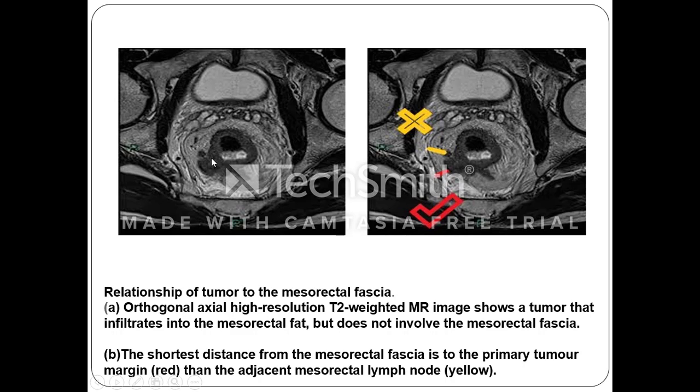In this case, we see a T3 tumor extending into the mesorectal fat. Also, there is a small mesorectal lymph node at the 9 o'clock position. Now, the shortest distance between the tumor and the mesorectal fascia is between the primary tumor and not between the lymph node and the fascia. So, this is the way the distance is to be measured and given in our reports.